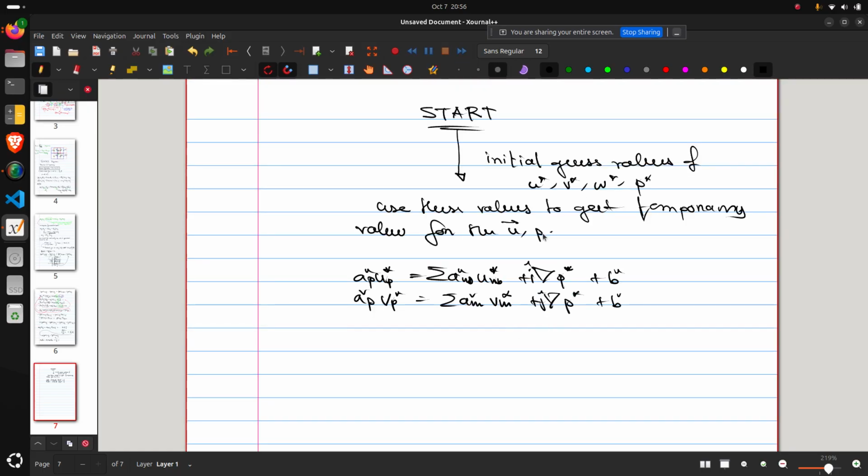So we start our simulation. At the beginning we take some guess values for all the unknown quantities, that is the u, v and w. We take the values of u star, v star, w star and p star. Then we plug these values in the discretized momentum equation, and once we have solved it, we will have some new guess values of u star, v star and w star, right?